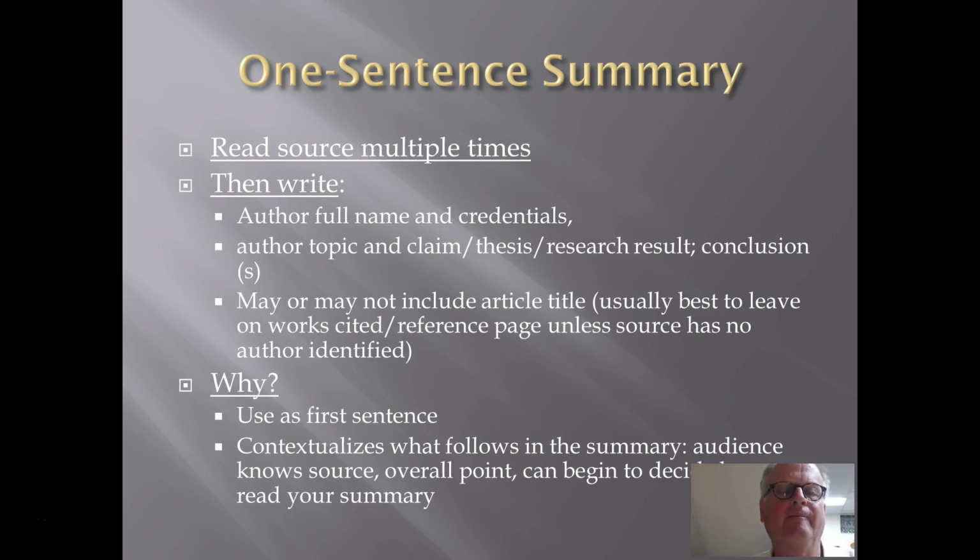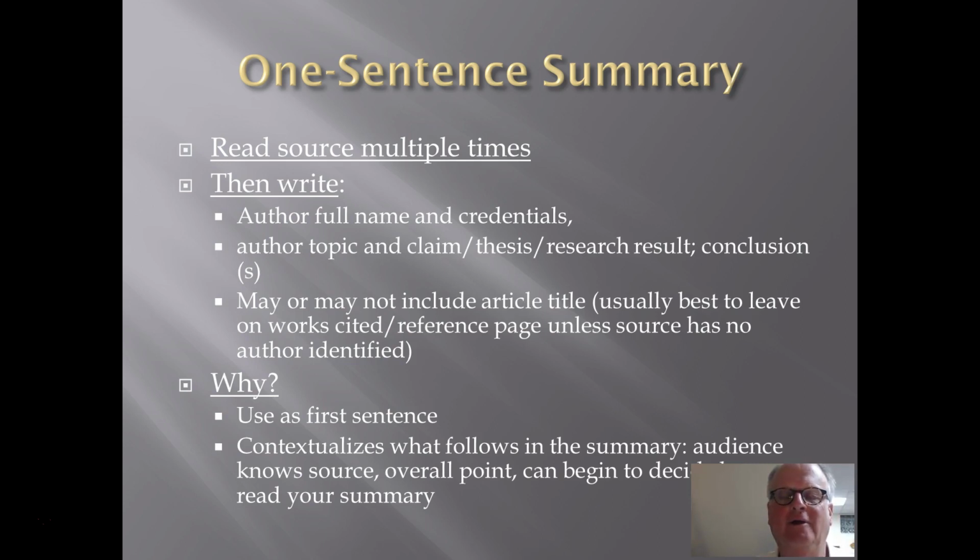And then write out the author's full name and credentials: psychiatrist Fred Smith, or President Donald Trump, if you're going to include a source from him. And then you write out the topic, and then what their claim or their thesis is, what their research results are, and their conclusions. You may put that all into one sentence. You may make it two, but it should include enough so the audience that you're writing this for understands who the person is who's writing this and what they're writing about.